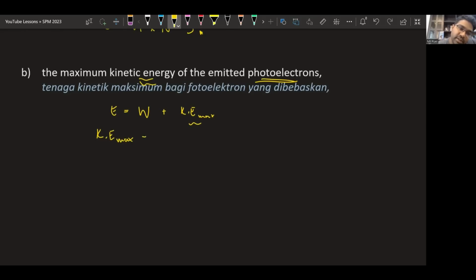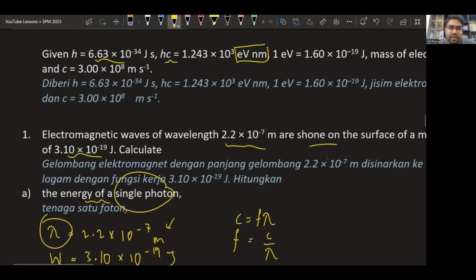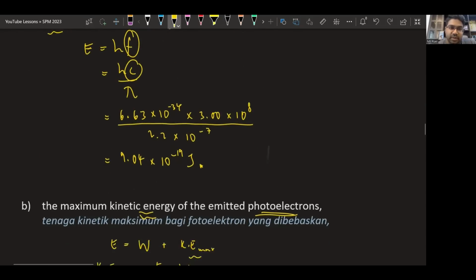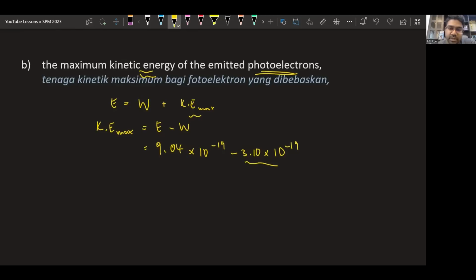Maximum kinetic energy will be the energy of the photon minus the work function of the metal. So we use what we found earlier, 9.04 times 10 to the power negative 19, subtract 3.10 times 10 to the power negative 19. The work function is given, and we found the energy of photon earlier, so we just substitute them here. The maximum kinetic energy is simply 5.94 times 10 to the power negative 19 joules.